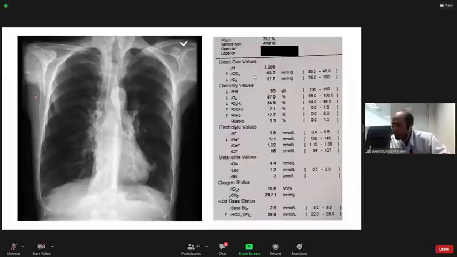Right, so have a look at this. This is the most commonly given blood gas as an undergraduate. You will find this is the most common.